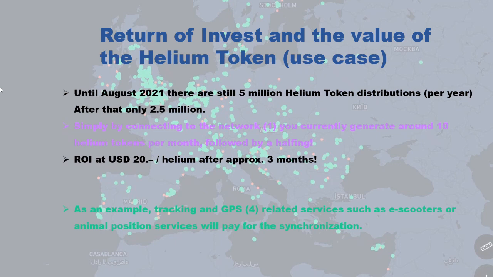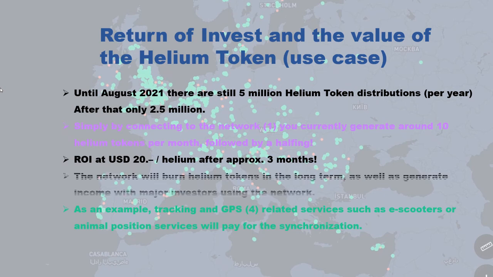And I think within 1 month, if you have 2 or 3 miners around you, you already have your return of investment, because I see in my area people who get 100 Helium tokens at the moment every month, and I think that will continue this year, and from September it will start to decrease slowly.